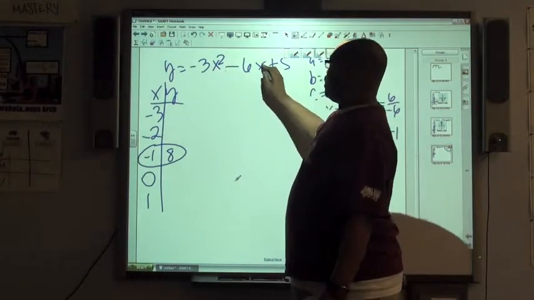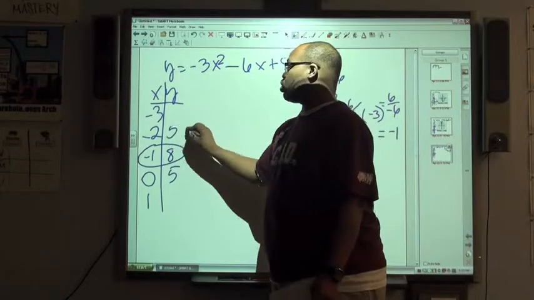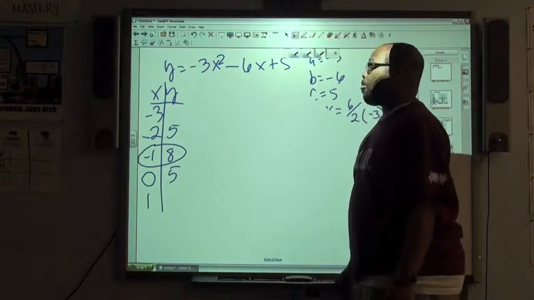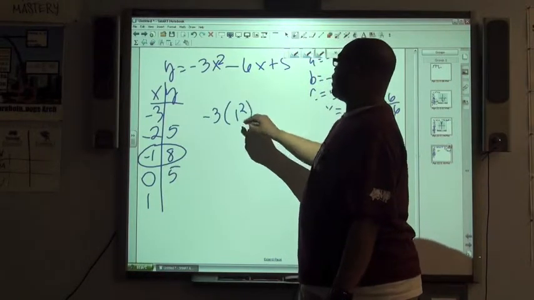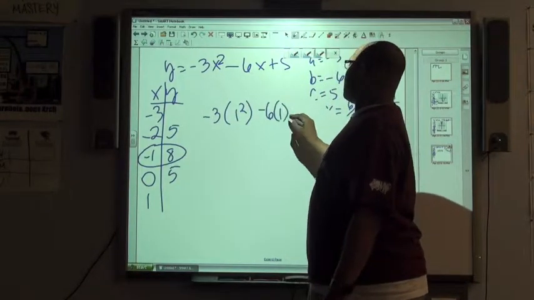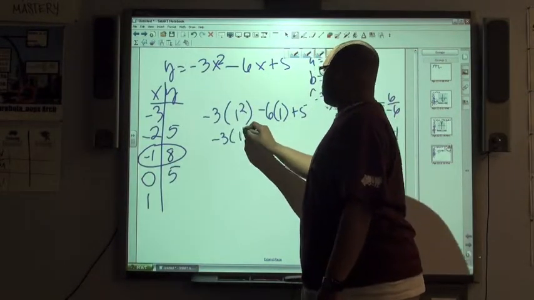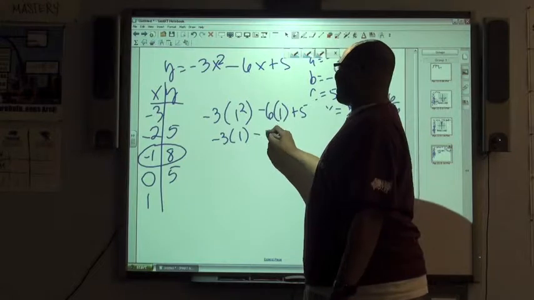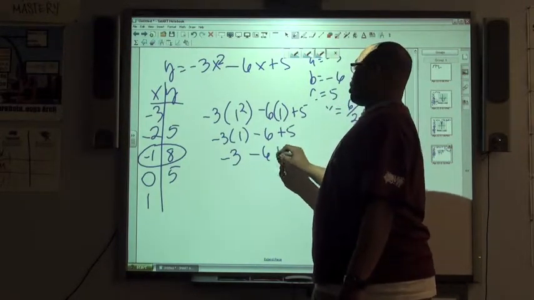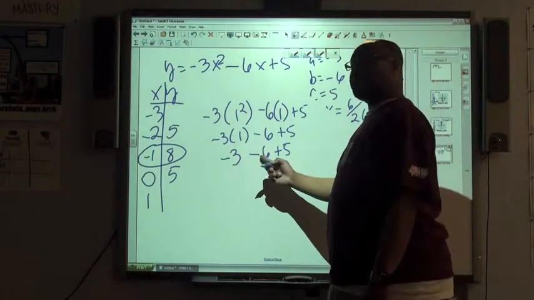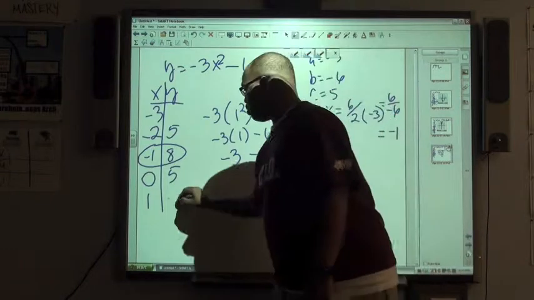This cancels out, and I'm just left with 5. Because of symmetry, the negative 2 also has a y value of 5. Let's plug in the 1. Negative 3 times 1 squared, minus 6 times 1, plus 5. 1 squared is 1. Negative 6 times 1 is a negative 6, plus 5. Negative 3 minus 6 plus 5. Negative 3 minus 6 is a negative 9, plus 5 is a negative 4.